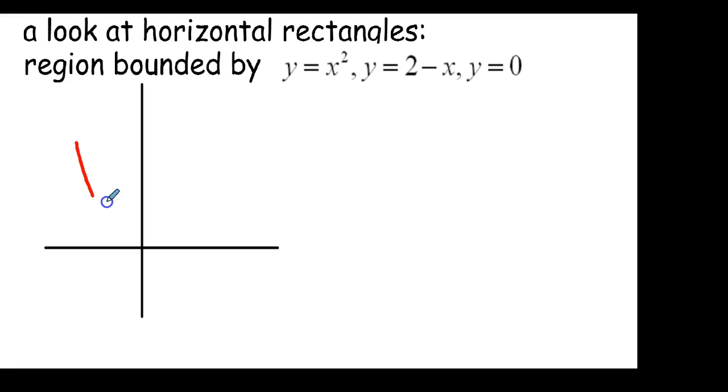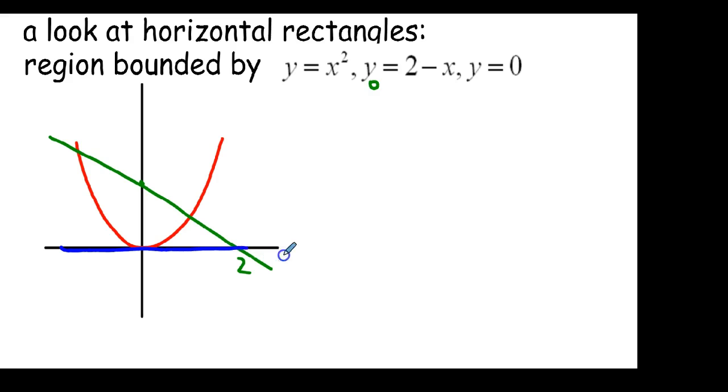Y equals x squared. Y equals 2 minus x. That is a line with a y-intercept of 2 and a slope of -1. It also means that the x-intercept, if I put 0 in for y, will be 2. That might be helpful, might not be. Y equals 0 is the other boundary of the region.